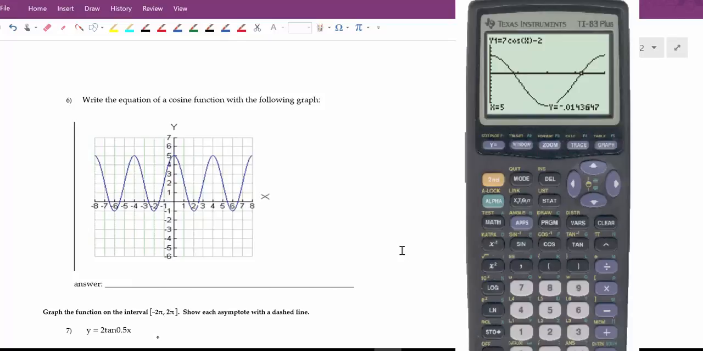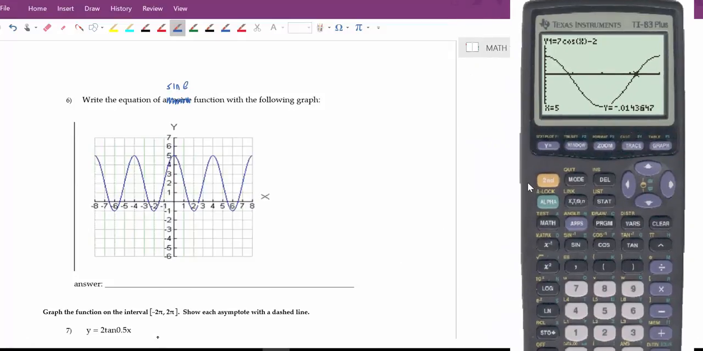Now, I did one of these. I think this is pretty much the same problem that I did on the previous page. So instead of that, I'm going to do a sine wave this time and just do this differently. You can use your calculator to do this. I want to show you a couple of ways that you can do this.